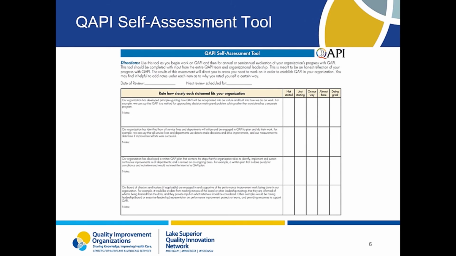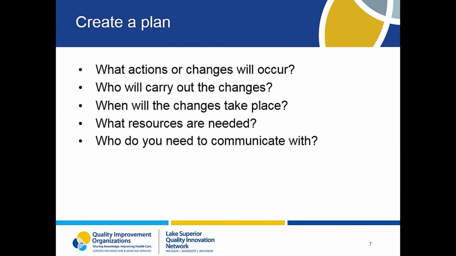What areas are doing great? What areas could be improved? Or is there an area that hasn't been started? The team then decides which areas to work on. Create a plan once the area or areas are decided.